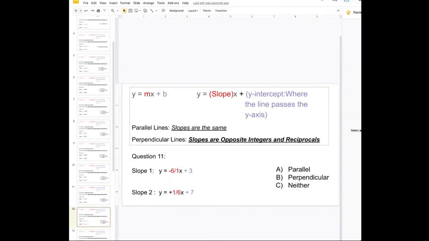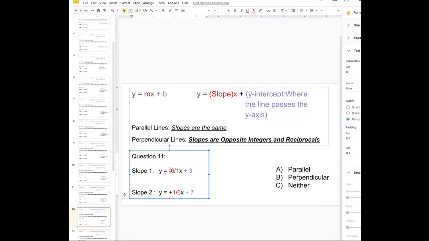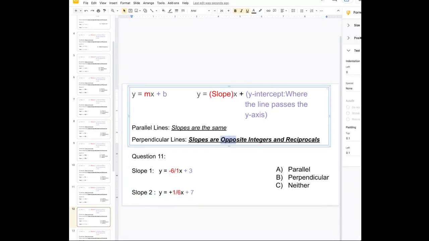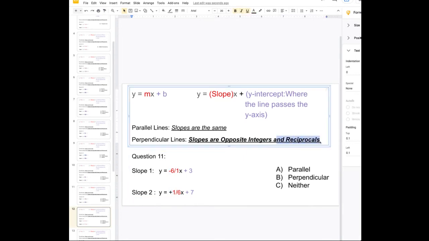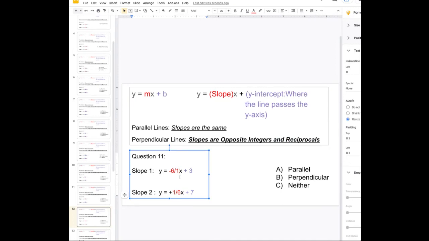What do you think the answer is going to be? Is it parallel, perpendicular, or neither? The answer here for this one is perpendicular. You can tell that they're perpendicular because they're both opposite integers, because one's a negative and one is a positive, and also they are reciprocals of each other, right?